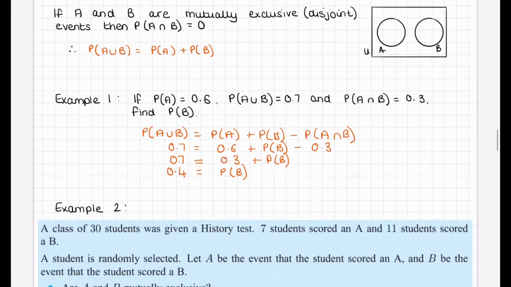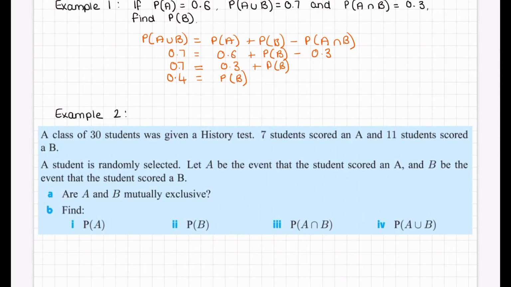Now, example 2: we've got a class of 30 students and they were given a history test. 7 students scored an A, 11 students scored a B. Then we're going to select a student at random, and A is the event that they got an A, B is the event that they got a B. And the first part is, are A and B mutually exclusive?